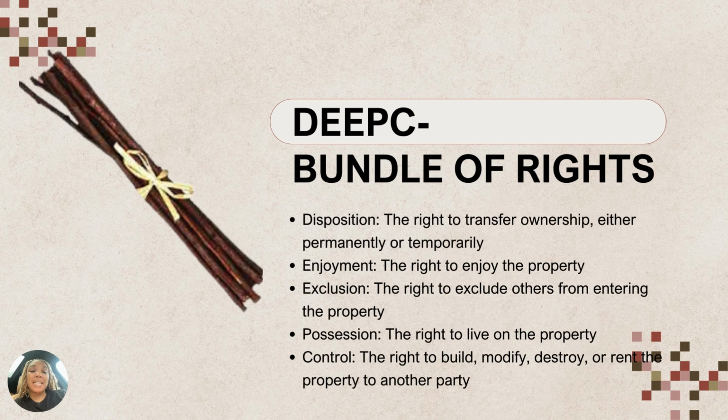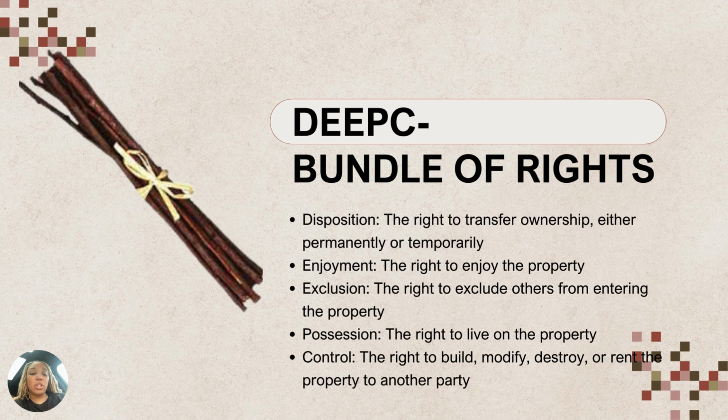So the first one is going to be DEEPC. When you see DEEPC, that is the bundle of rights. On the left-hand side, you see a picture of sticks. Those sticks are ones that you want to remember. I don't know how you were in class, but some classes will take the sticks out and show you that each stick represents a right in the bundle, okay? So when you see DEEPC, know that's the bundle of rights.